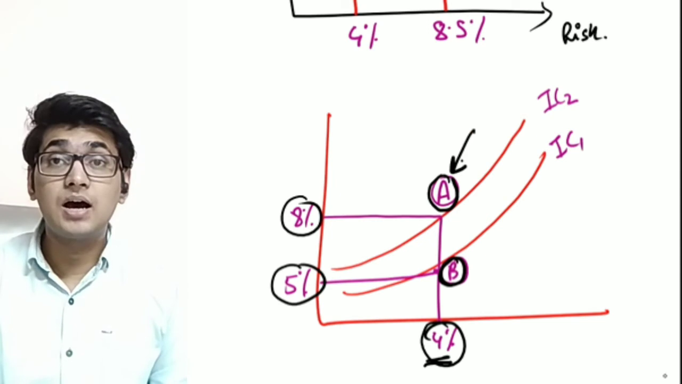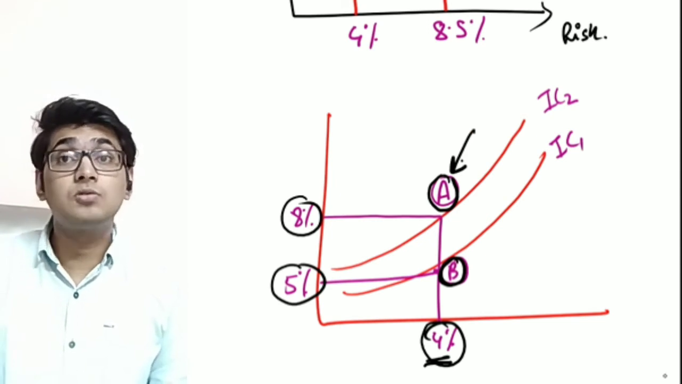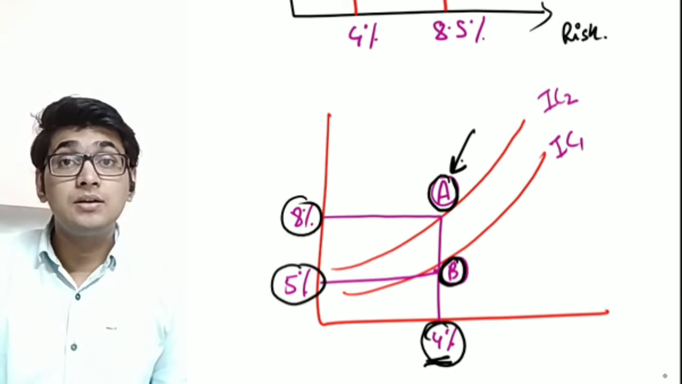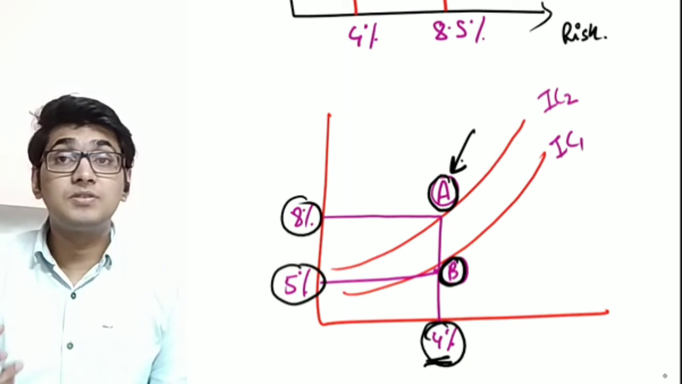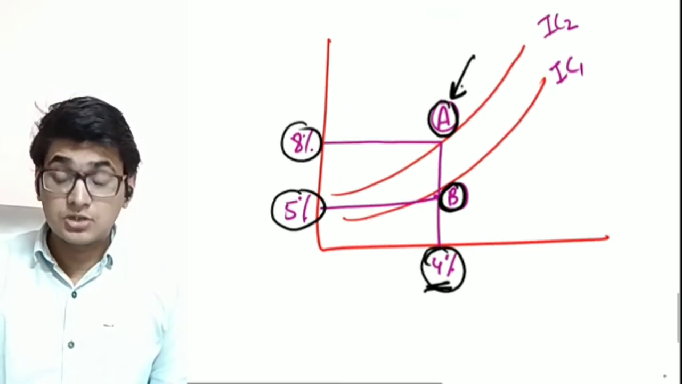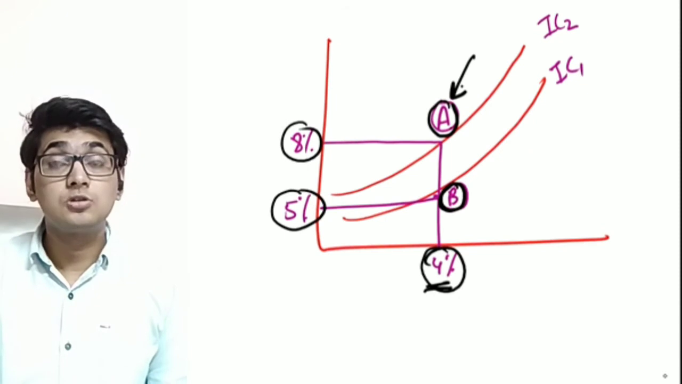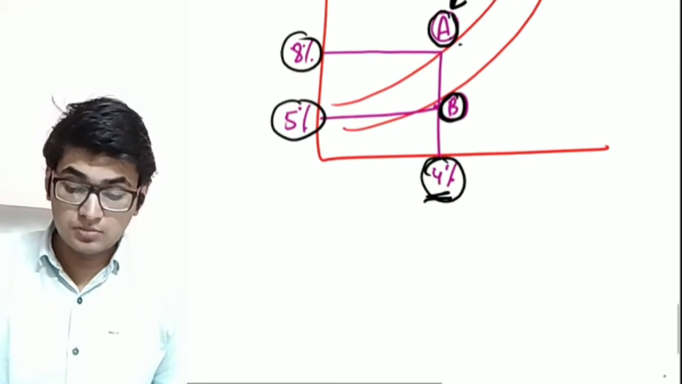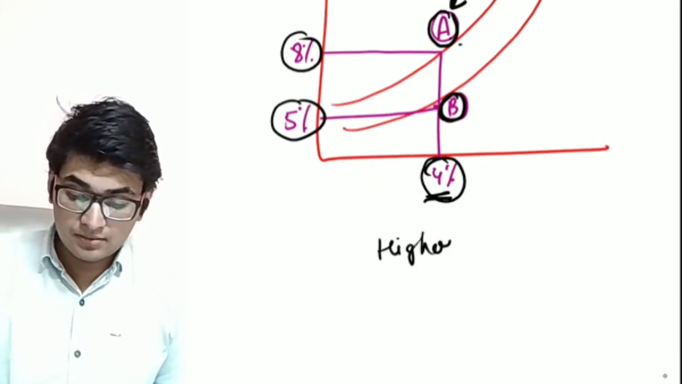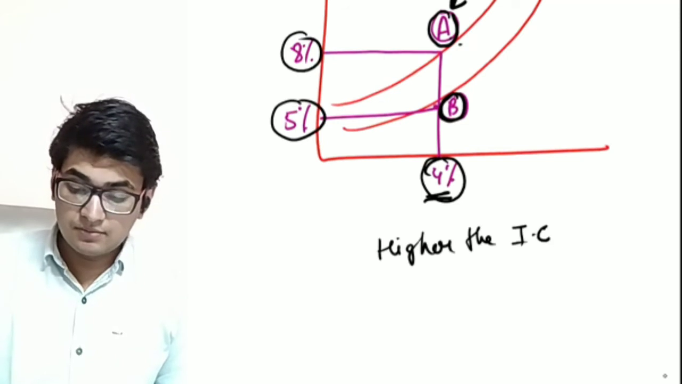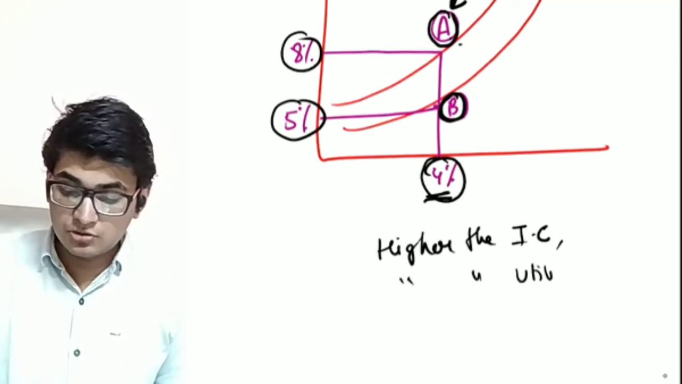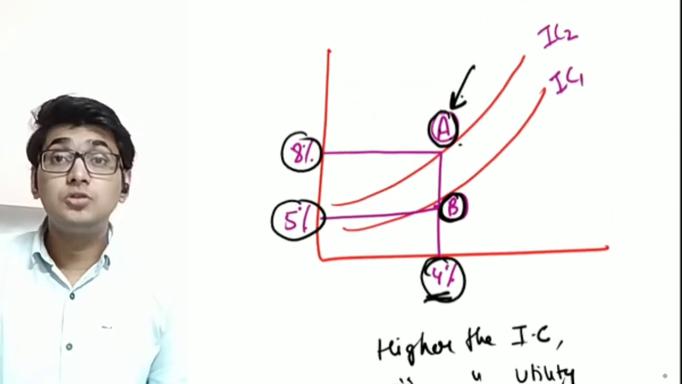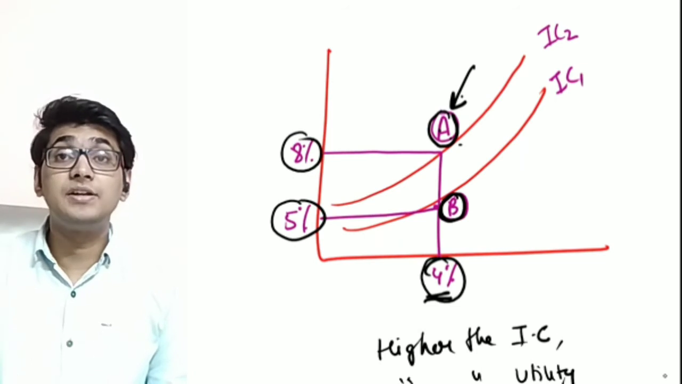It is providing me a higher amount of return at the same amount of risk. Sir, I am really passionate to purchase this portfolio. So means what? Higher the indifference curve, higher the utility. You must mention it: higher the indifference curve, higher the utility. You always want to purchase those portfolios which lie on the higher indifference curve.